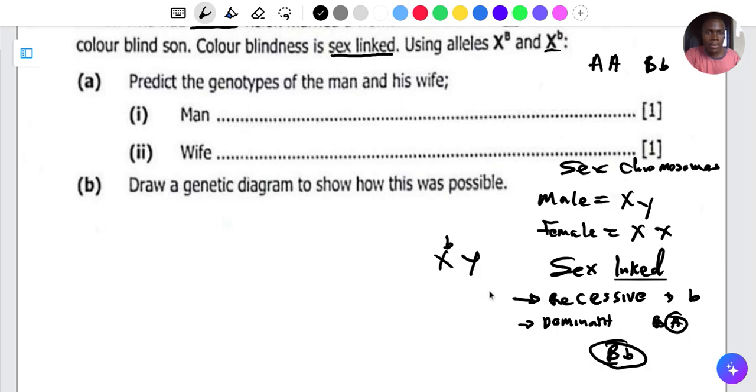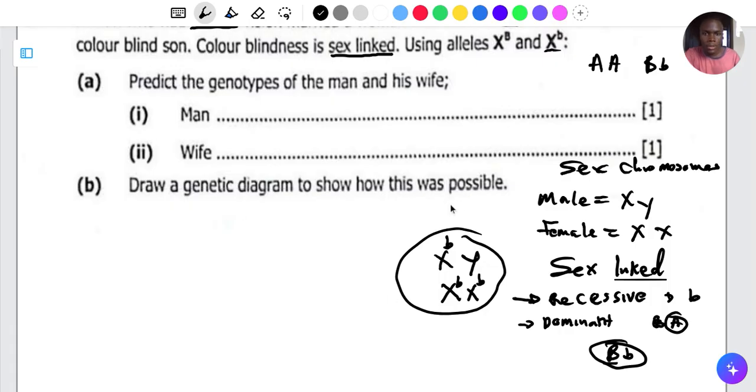When the female is affected, how do you show that? It is X to the power small letter b, X to the power small letter b. So this shows that the male or the female is affected. Now in this case here, the question is saying both of them are normal.